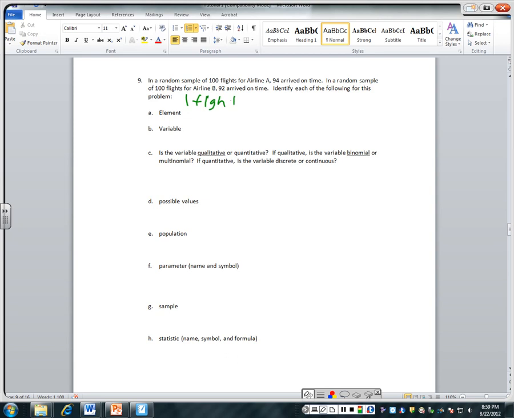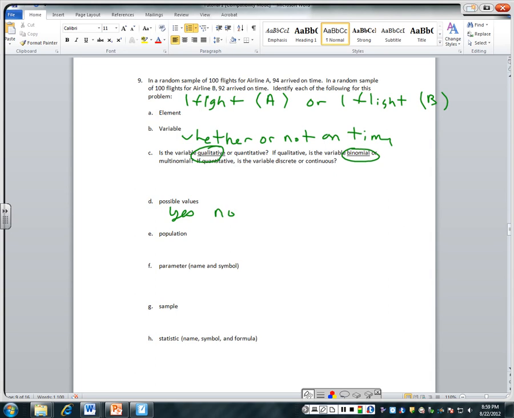One flight for airline A, or one flight for airline B. Variable is whether or not on time. I'm going to skip to possible values and say those are yes or no. This is a qualitative variable with two categories. So it's qualitative and binomial. They're either on time or they're not.